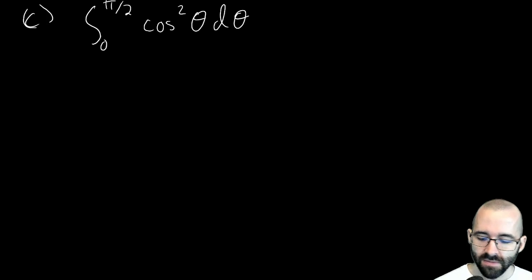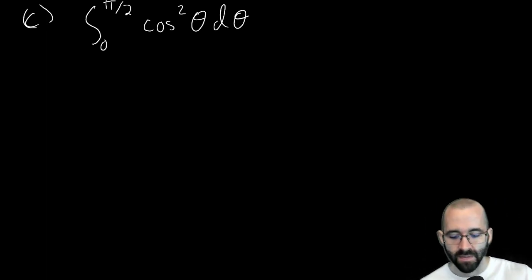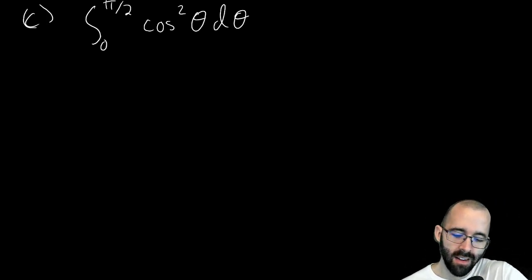Integral from 0 to pi over 2 of cosine squared of theta d theta. Now, let's show problem-solving strategies. There's a special trick on this problem, but I do want one example.